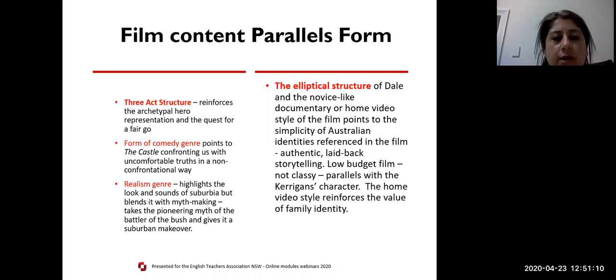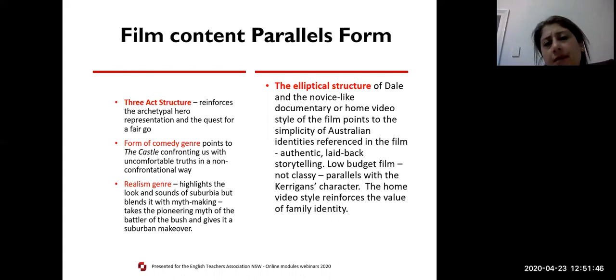In terms of form, you've also got the comedy genre, and the reason the comedy genre is quite an acceptable genre to explore the changing and evolving tensions of Australian identity is because it makes fun of the things that sometimes are quite difficult to talk about, and that's the uncomfortable truth. It's also part of the realism genre. It has the look and the sound of suburbia, although it takes all those mythic and heroic qualities of the battler and the underdog and gives it a suburban feel.